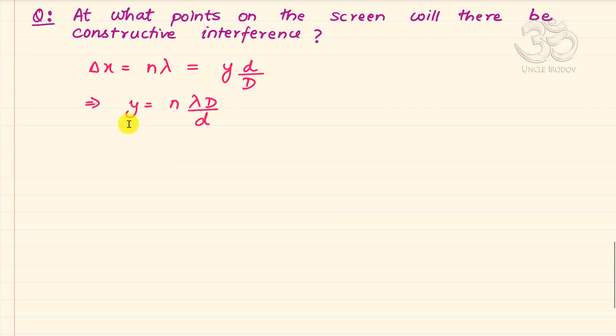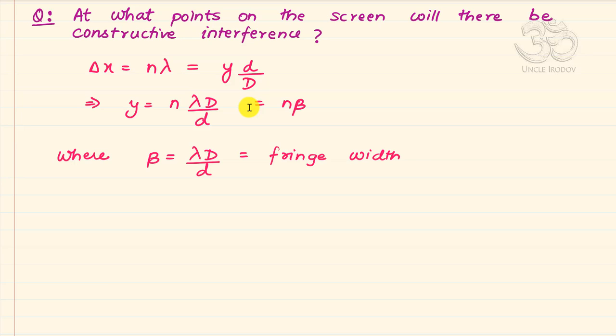So we will have constructive interference at those points on the screen where y is equal to 1 lambda D by d, 2 lambda D by d, 3 lambda D by d, and so on. And I call this lambda D by d number as beta, n beta, where beta, which is equal to lambda capital D by small d, is called the fringe width of the interference pattern. So let's keep that in mind. This is called the fringe width of the interference pattern.